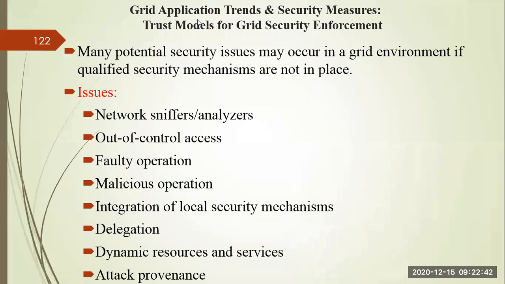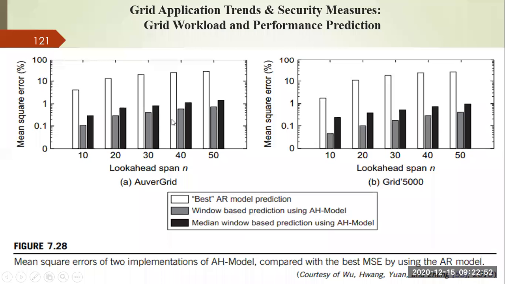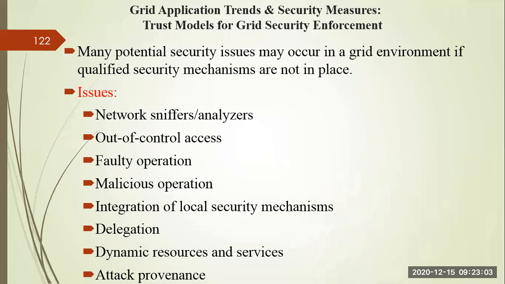What is the correct answer? The correct answer is the AH model, not the AR model. I told you in the previous slide. You can see in this case the AH model has the minimum error, not the AR model. Right? The AR model has the maximum error. That's why that model is not good.